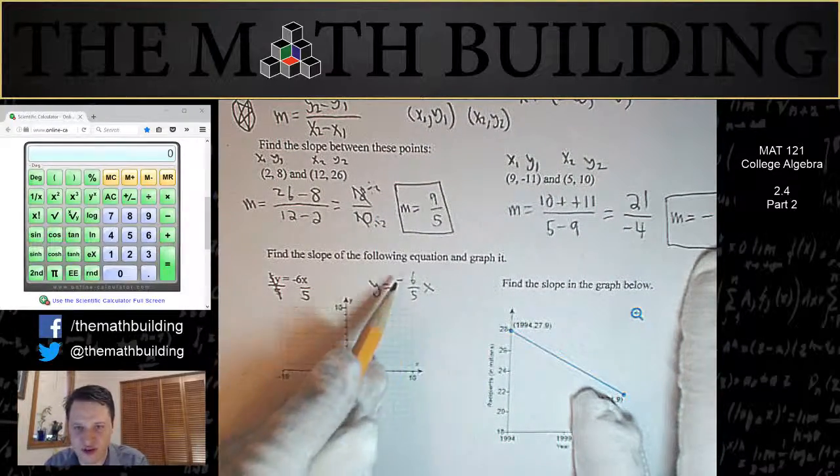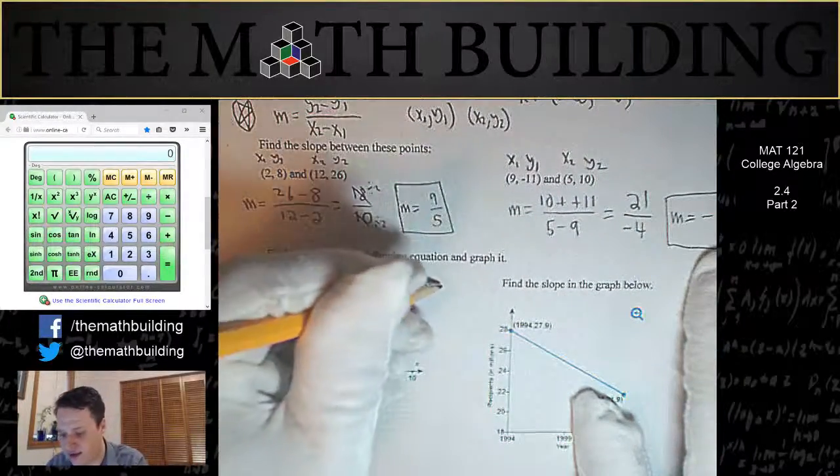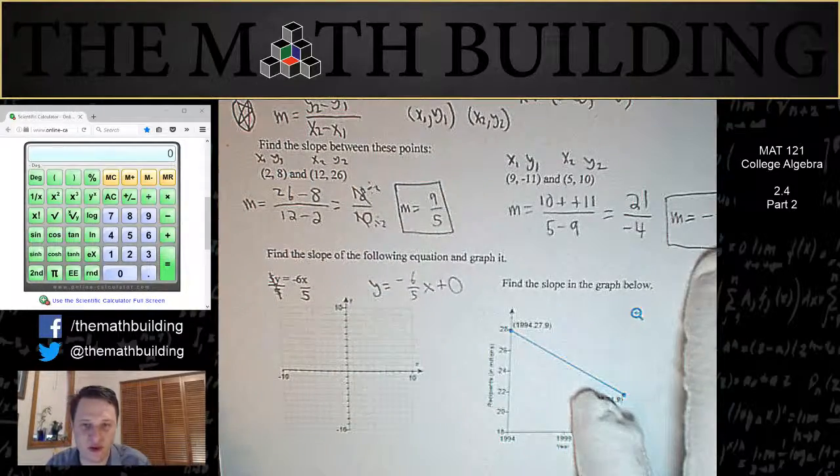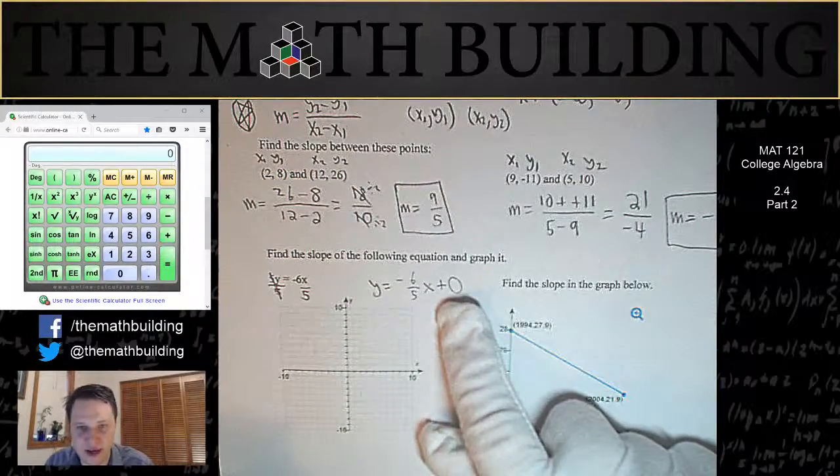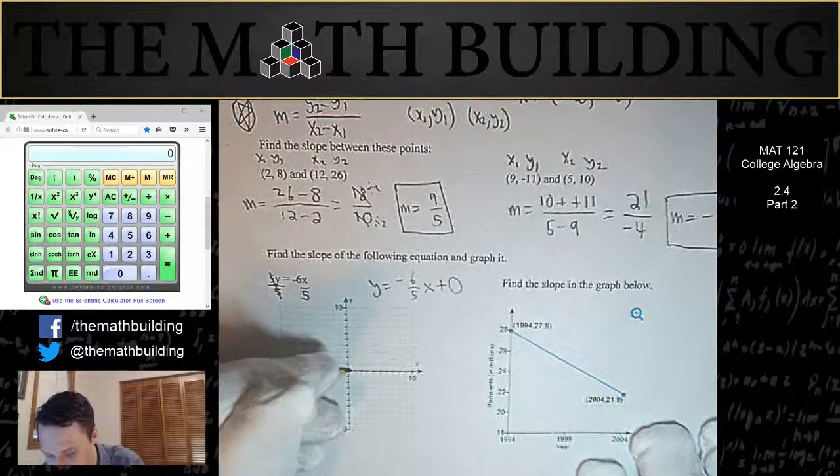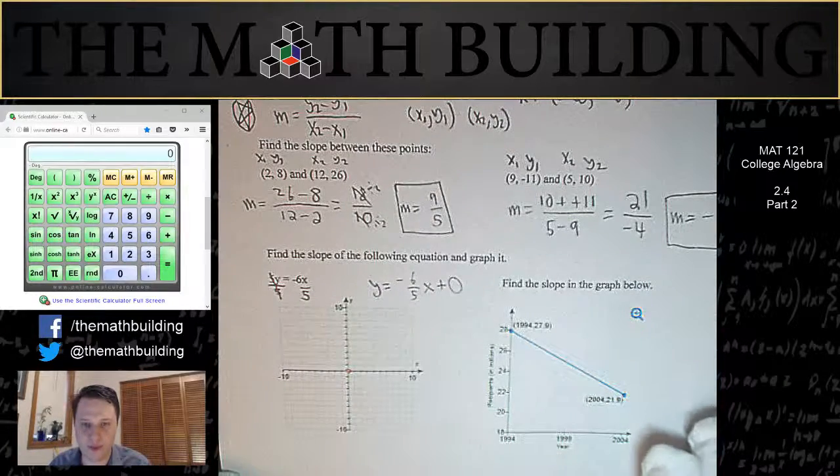Notice that this graph doesn't have a y-intercept. In fact, if you wanted to, you could write plus 0. That's not really necessary, but it helps to see that we're going to cross the y-axis at the point 0.